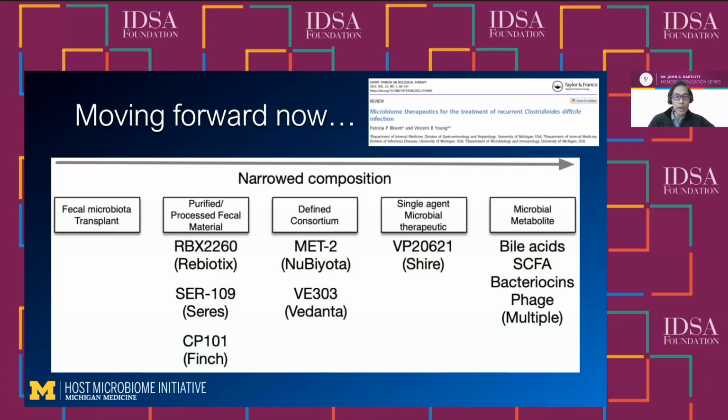A number of groups are trying to come up with defined consortia of cultivated microbes that are being used to treat recurrent C. difficile. Or in some cases, they're trying to come down to a single microbial agent. The VPI 20621 is actually a non-toxigenic C. difficile strain that has made it through phase 1 and phase 2 trials. And people are also trying to say, well, we don't have to use live organisms. Why don't we use things like bile acids or short-chain fatty acids or bacteriocins and actually come up with microbial metabolites that can be used to treat recurrent C. difficile infection? Next slide, please.